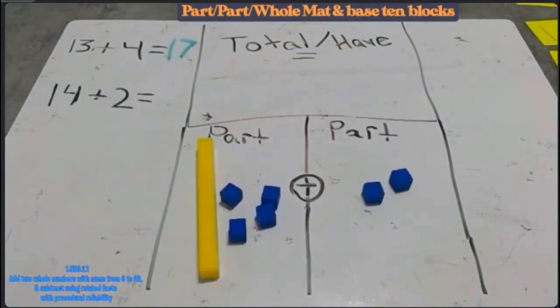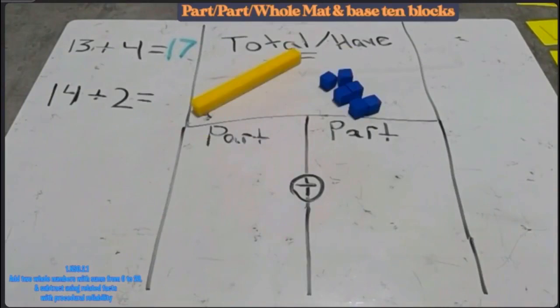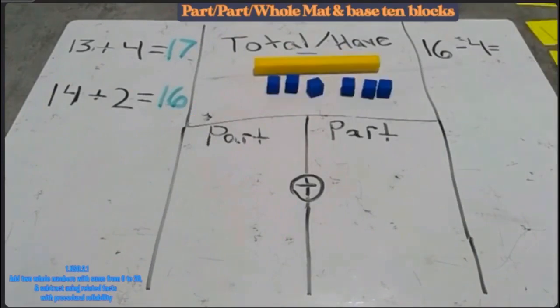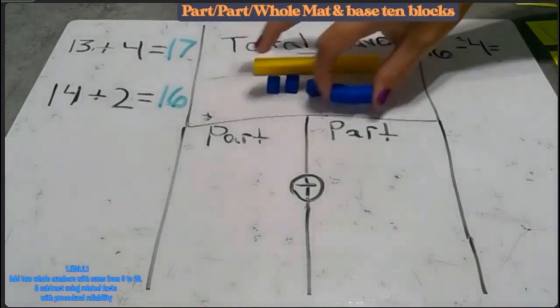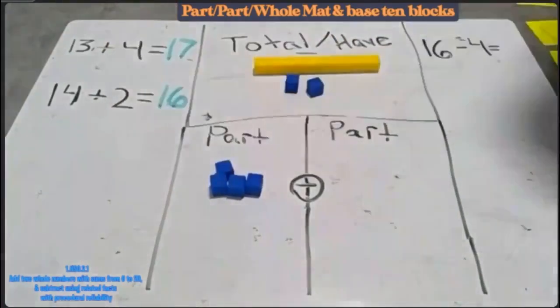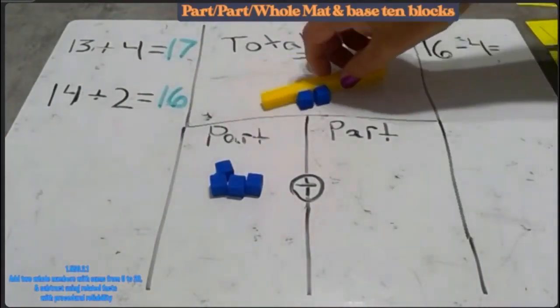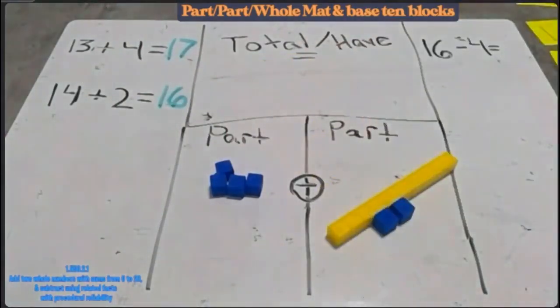Having students manipulate the base 10 blocks allows them to see the connection between the addition and the subtraction using this model. In subtraction, I know the total, but I have to remove a part of the total, and that means the remainder is the other part that I'm missing.